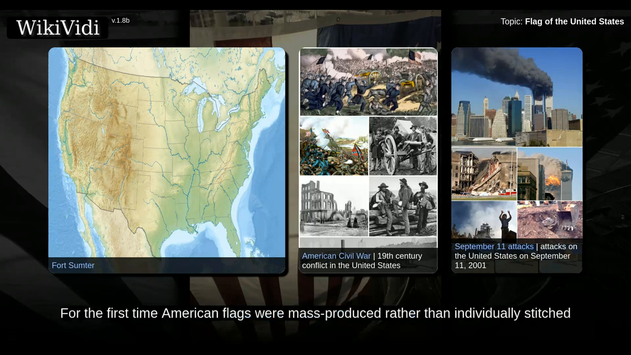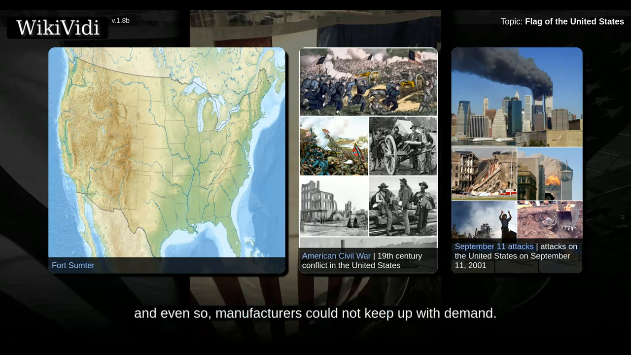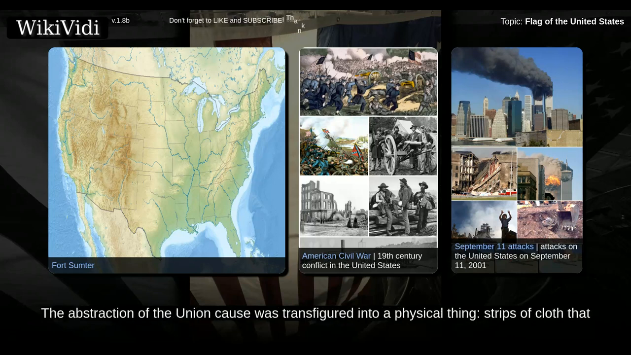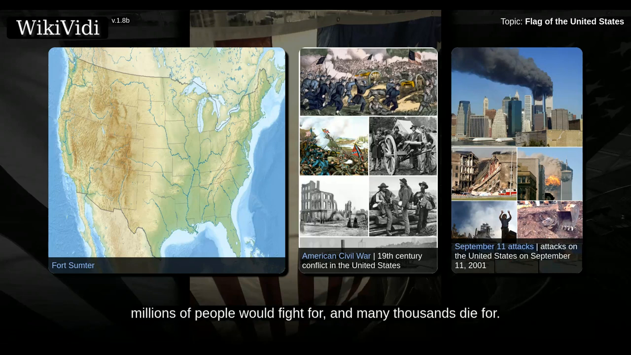For the first time, American flags were mass-produced rather than individually stitched. And even so, manufacturers could not keep up with demand. As the long winter of 1861 turned into spring, that old flag meant something new. The abstraction of the Union cause was transfigured into a physical thing, strips of cloth that millions of people would fight for, and many thousands die for.